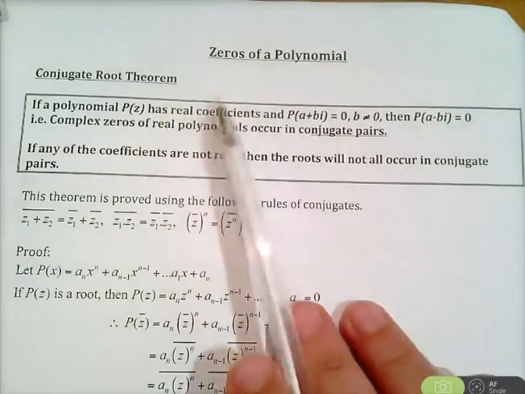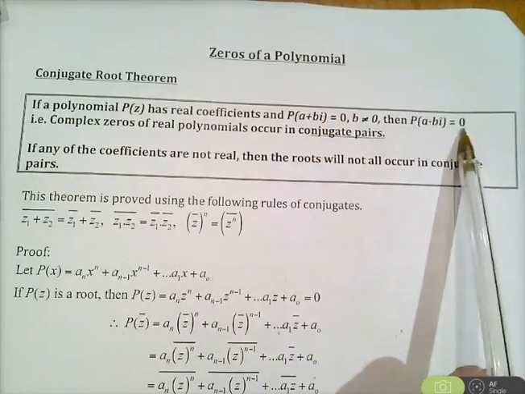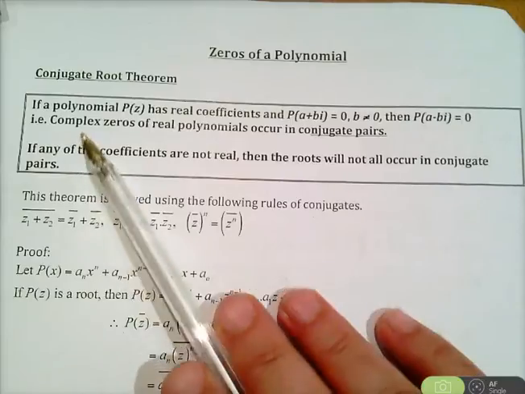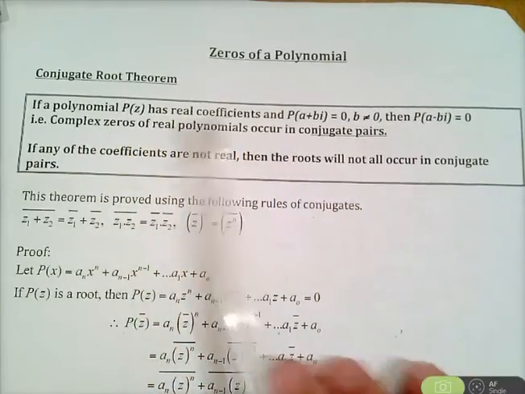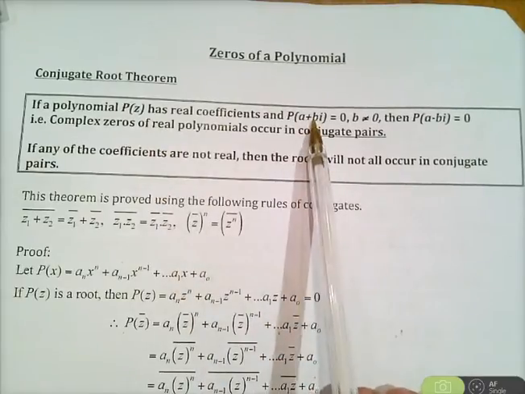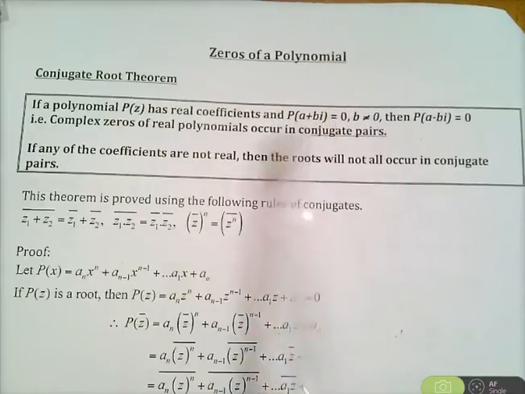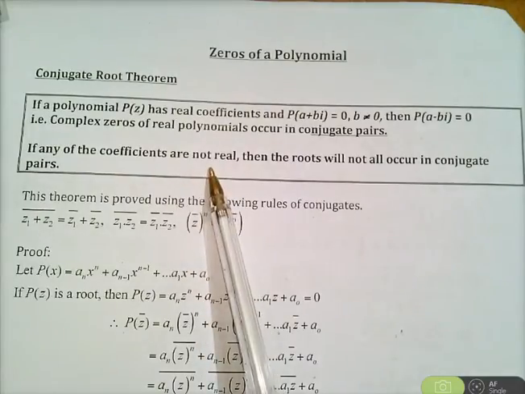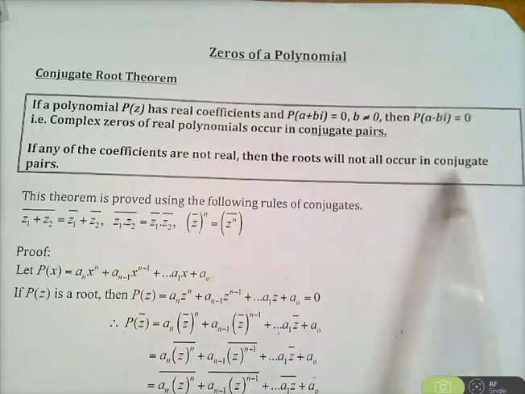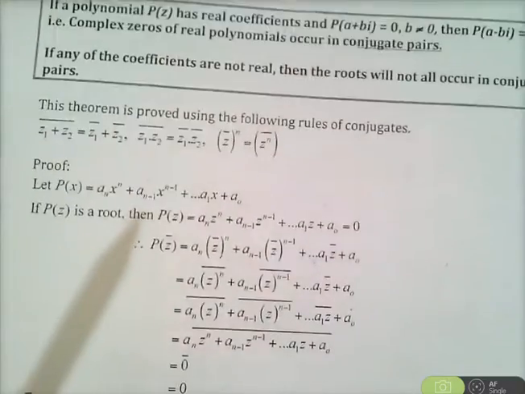Now this is the conjugate root theorem. In other words, if a plus bi is a root, then a minus bi is also a root. So therefore, complex zeros of real polynomials occur in conjugate pairs. So this is a complex zero because it has an imaginary and a real component there. Now, if any of the coefficients are not real, then the roots will not occur in conjugate pairs, and we saw this in the complex numbers topic.